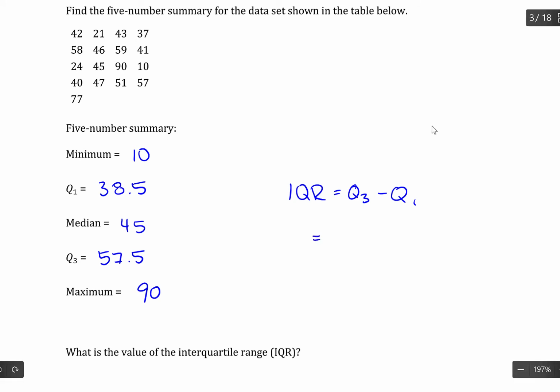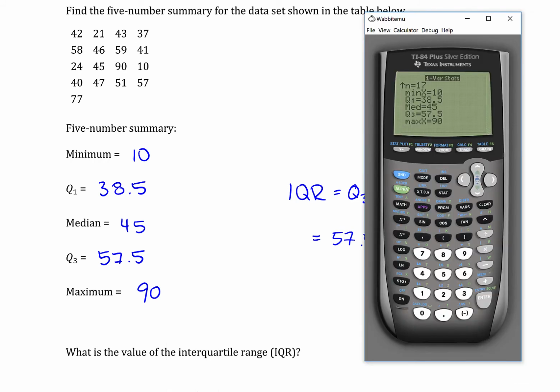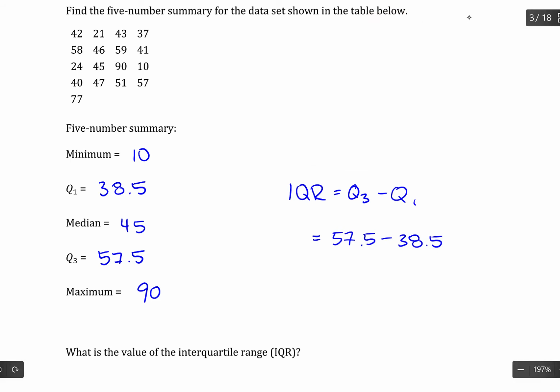So in this case, we would do 57.5 minus 38.5, and let's see what we get. 57.5 minus 38.5. Oops. There we are, 19. So the interquartile range in this case is 19.